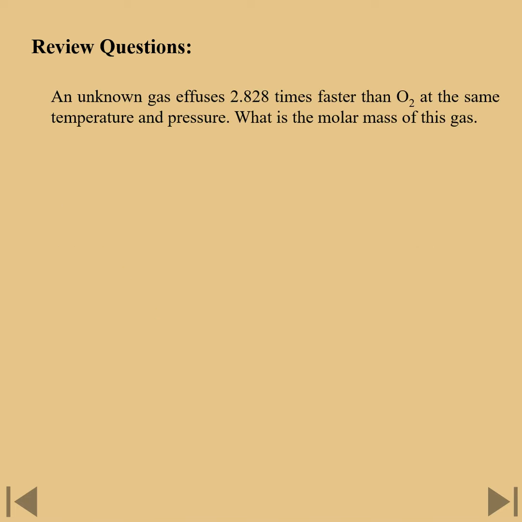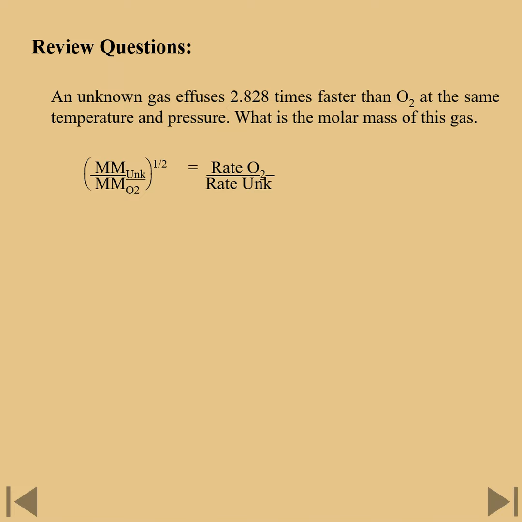Let's get warmed up, a little bit of review. We're told an unknown gas diffuses 2.828 times faster than oxygen at the same temperature and pressure. What is the molar mass of this gas? Okay, well, our primary equation: the square root of the molar mass of our unknown to the molar mass of O2 is equal to the rate ratio of the O2 to the unknown.